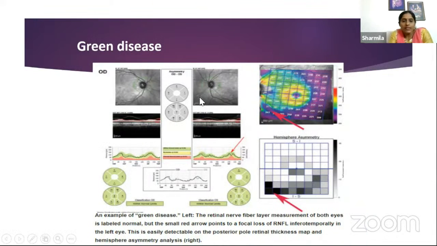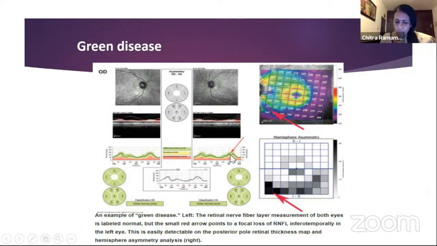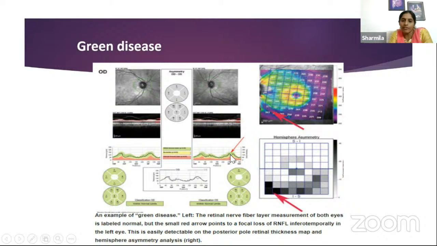And here, if you see, this is a normal printout. By just looking at the colors, it appears like it is a normal patient. However, you have to carefully look at this RNFL profile. Here, you see that there is a dip here in the inferior area. So when you do a macular scan, you can pick it up in the macular scan showing infratemporal decrease in the RNFL thickness. So it's very important to identify focal defects very carefully by looking at the RNFL profile.